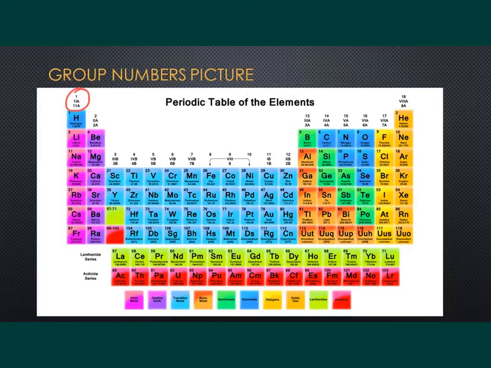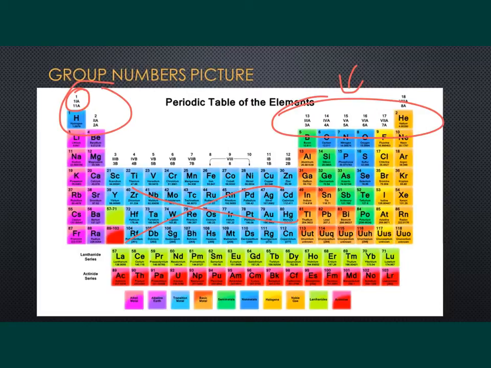So all of these are group 1A, group 2A. You skip the transition metals. Group 3A, 4A, 5A, 6A, 7A, and 8A. And then if you don't like Roman numerals, they have it listed below with the actual numerals. So rather than group VA right there, they show group 5A.